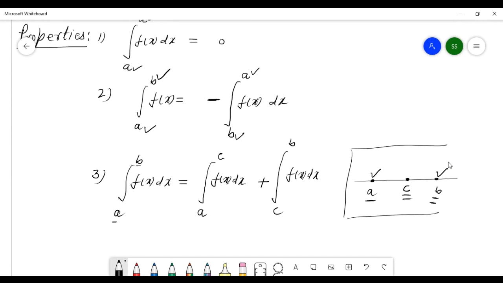Remember. The integral from A to B, from start A to B, you can write, since C is between A and B, as A to C and then C to B. You can write this way. Okay, this is the property, just remember this.